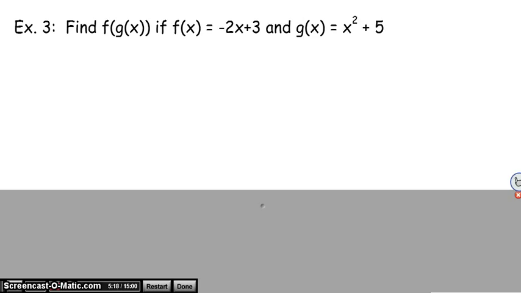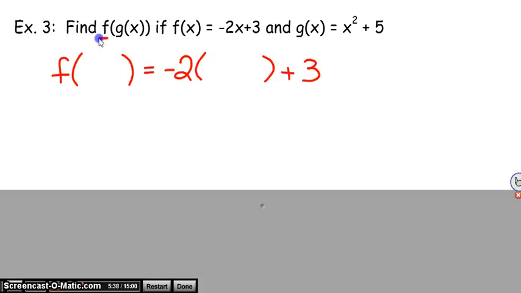Next example. Okay, same thing. This time we're finding f of g of x. This time our f function is negative 2x plus 3. So that's the outside function. We're going to replace its variable everywhere there's an x with some other function. And that other function happens to be g of x this time, which is x squared plus 5. So everywhere there was an x in the first equation, we're going to put x squared plus 5.